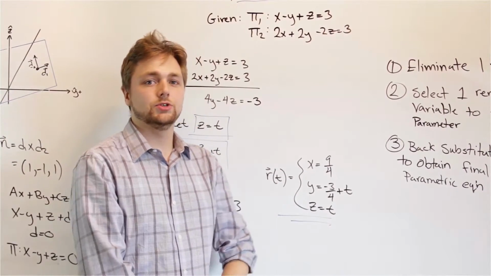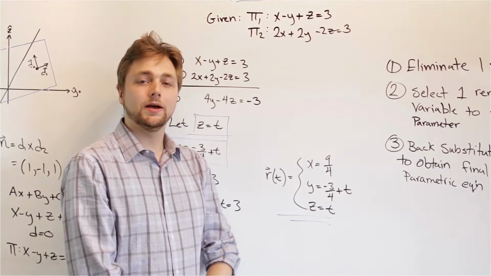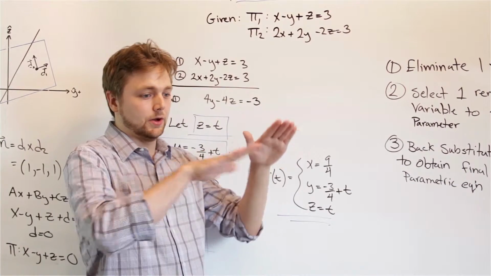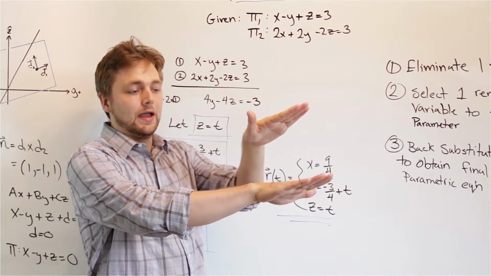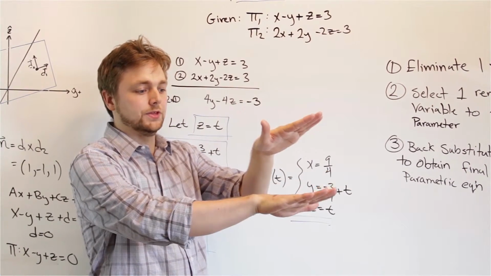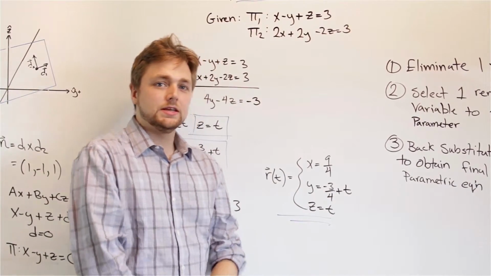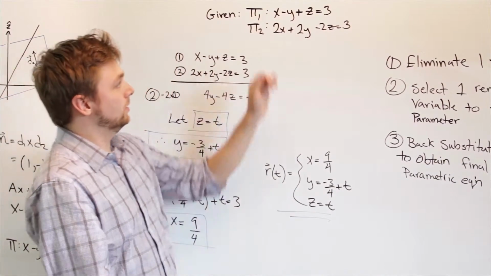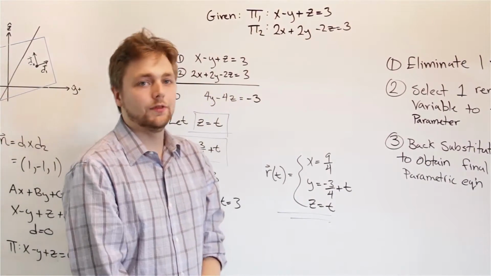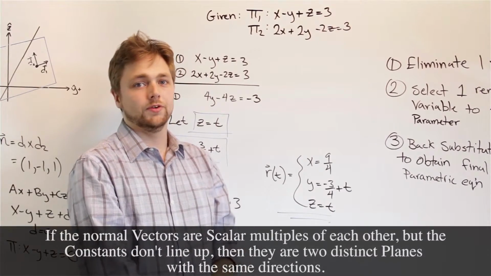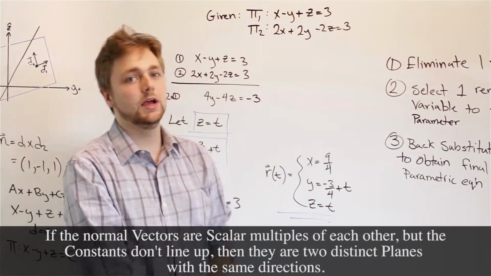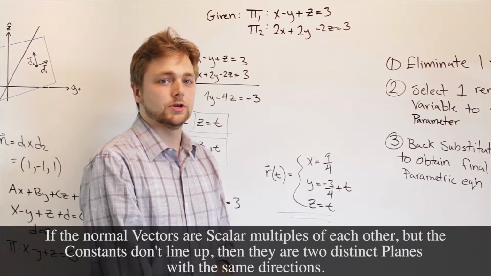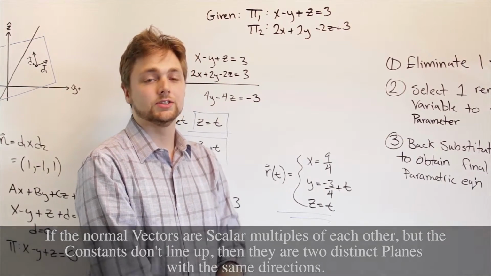The next type of solution that we could find would be that they would be parallel and distinct. So that means that they have the same direction and they're separated. They move in the same way. If this is the case, then we'll identify this by looking at just the normal vectors. If the normal vectors are scalar multiples of each other, but the constants don't line up, then it must be the case that these are two distinct planes with the same directions.